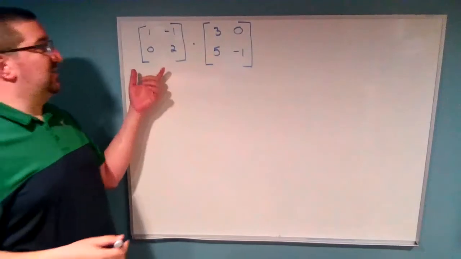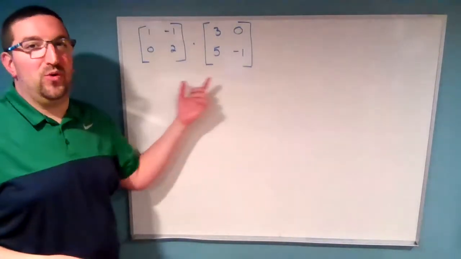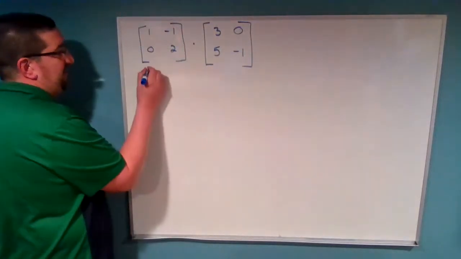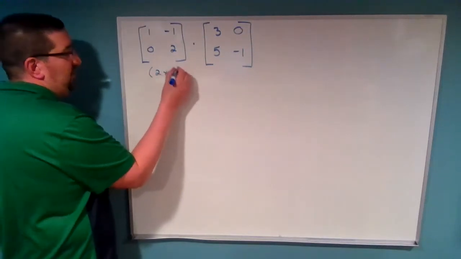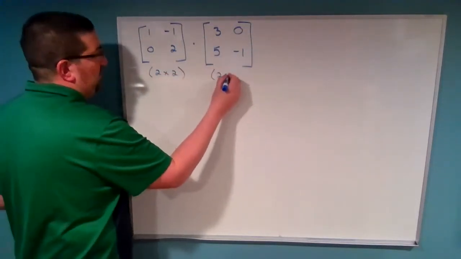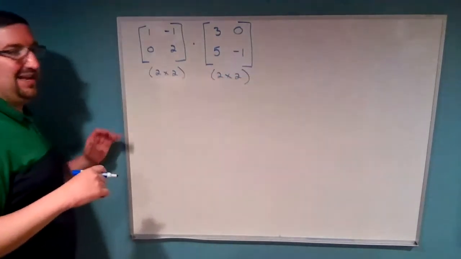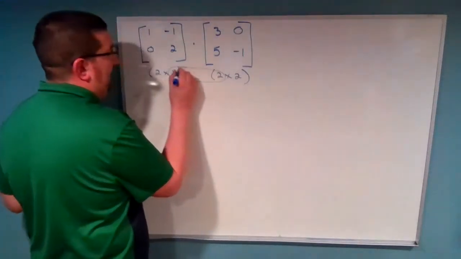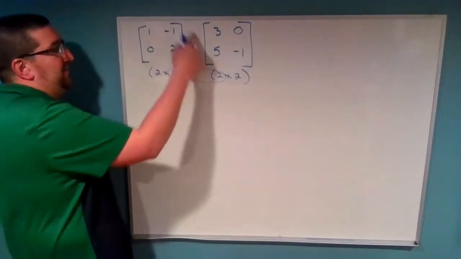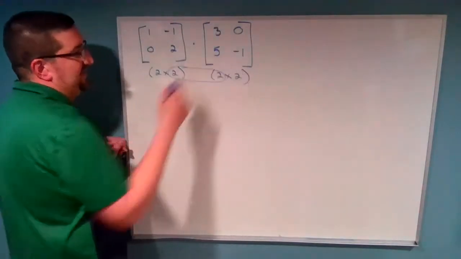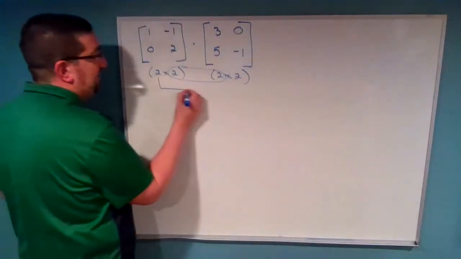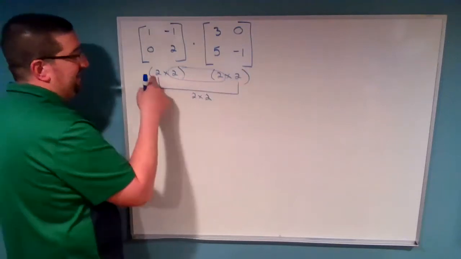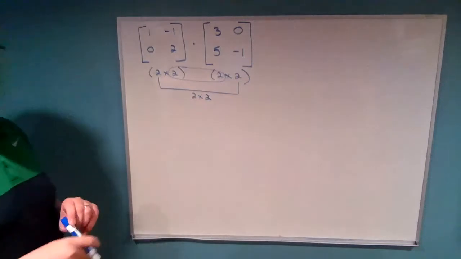Our next problem is we have 2 matrices that are both 2 by 2. So we're going to go through that process again. The first matrix is a 2 by 2. The second matrix is a 2 by 2. So as I said last time, in order to multiply matrices together, their middle dimensions have to be the same. So the columns of the first matrix have to be equal to the rows of the second matrix. The resulting matrix is going to be a 2 by 2. So the outside dimensions tell you the rows and columns of your resulting matrix.